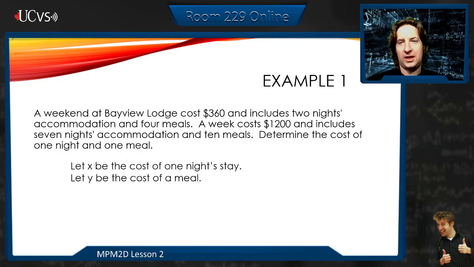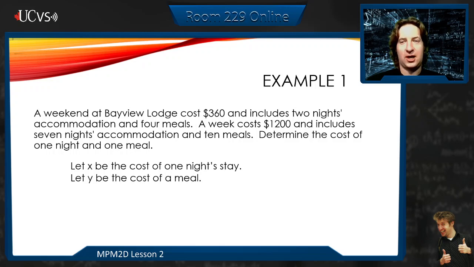So what we're going to do is let x represent a variable and let y represent a variable. I just chose x and y because, since it's nights and meals, it could be N and M. It could be any letters you want. I just chose x and y for simplicity's sake. So we're going to say let x be the cost of one night's stay. Anywhere I have an equation that has an x in it, that x is going to represent the cost of one night's stay. And y is going to represent the cost of one meal.